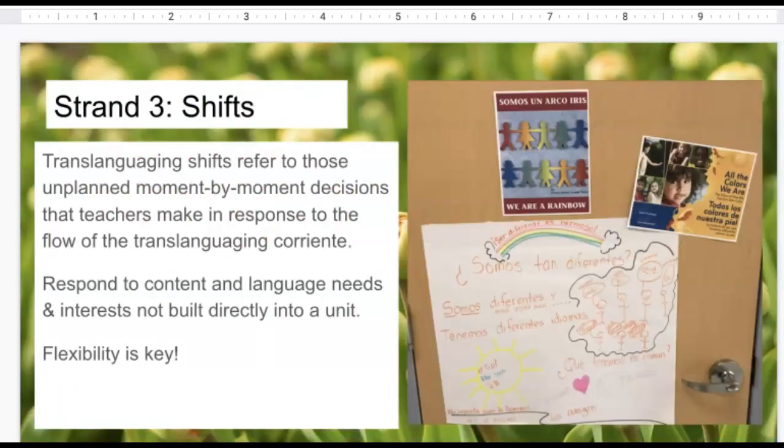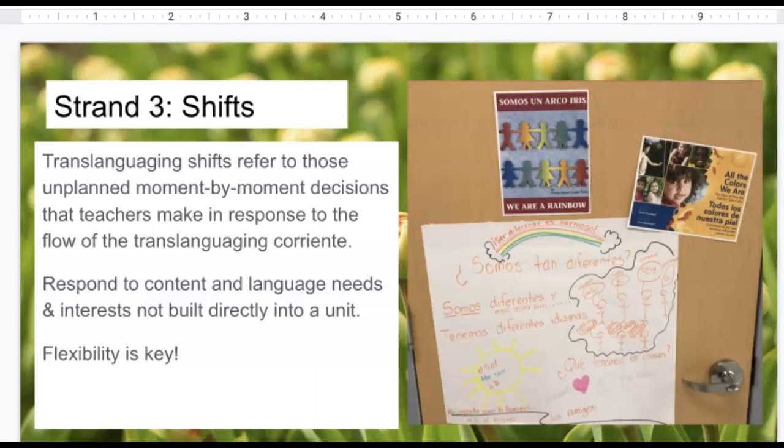Strand 3 of the translanguaging corriente is shifts. And translanguaging shifts refer to those unplanned moment-to-moment decisions that teachers make in response to the flow of the translanguaging corriente. So that means that you respond to content and language needs and interests not built directly into a unit. So that means that you need to be flexible to listen to your students, understand your students, and take those teachable moments that come along and dig into them a little deeper.